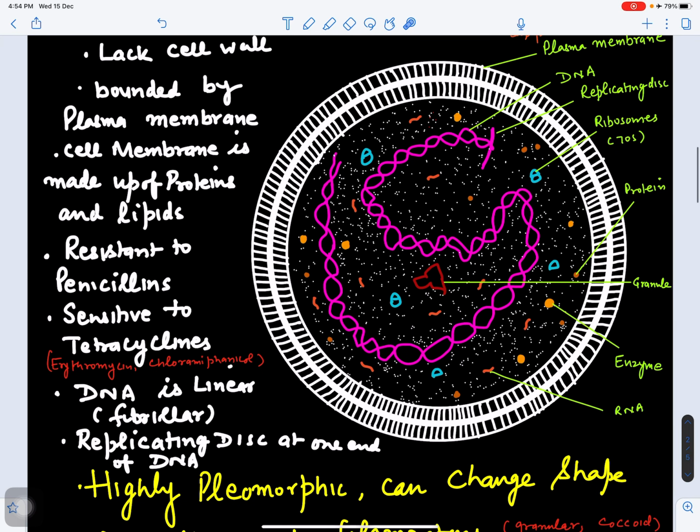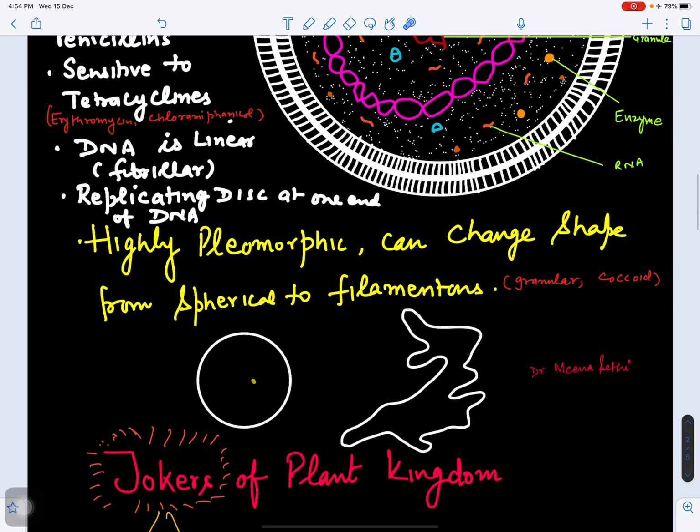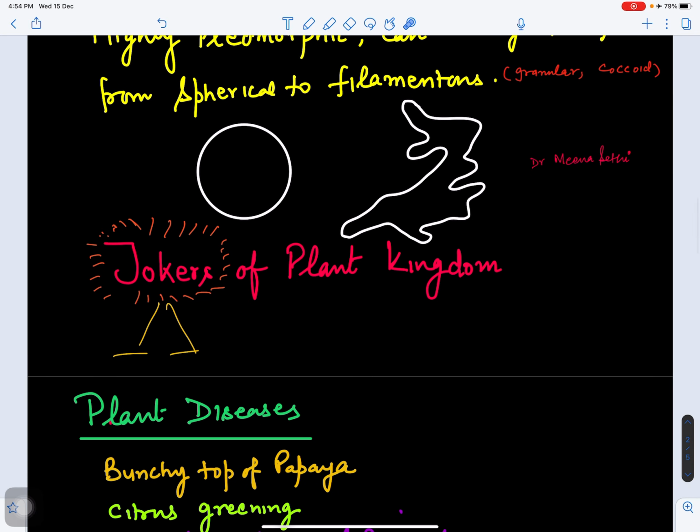Now, if we see the shape of the mycoplasma, in the diagram I have shown a spherical shape, but it can have different shapes. It can be spherical, filamentous, granular, or coccoid. Coccoid is again a group of spherical bodies. So it can change its shape, and because of this it has different kinds of shapes. So it is called pleomorphic in nature, highly pleomorphic. Because of this pleomorphic nature, mycoplasma are also called the jokers of the plant kingdom.